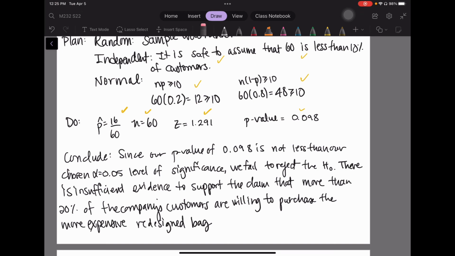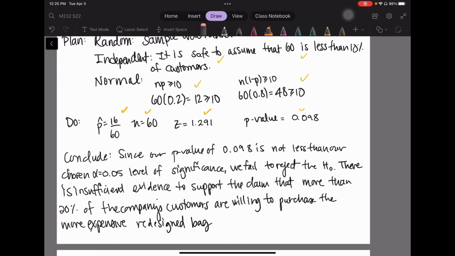So here we say our p-value is not less than our alpha level of significance, so we're failing to reject the null. And if we're not rejecting the null, then there isn't evidence for the claim, which is the alternative. And we say it here in context. And the way that I worded it is I said there is insufficient evidence to support the claim that more than 20% of the company's customers are willing to purchase the more expensive redesigned bag.